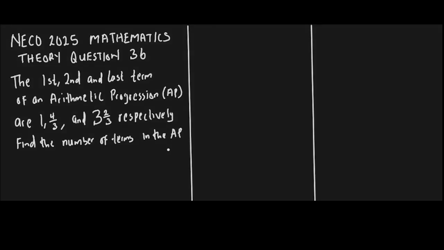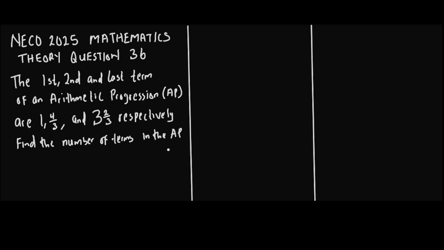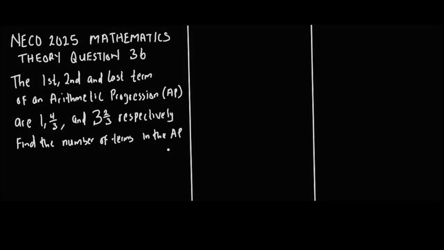Let's solve this question here. NECO 2025 Mathematics Theory Question 3B. The question is on arithmetic progression. The first, second, and last term of an arithmetic progression, AP, are 1, 4 over 3 and 3 whole number 2 over 3 respectively. Find the number of terms in the AP.